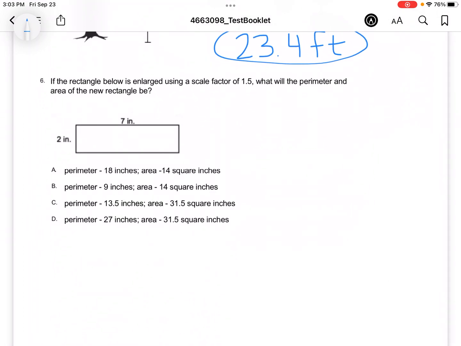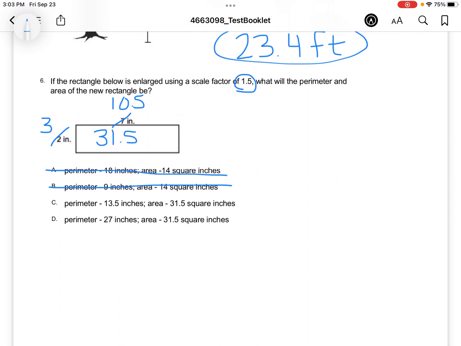If the rectangle below is enlarged using a scale factor of 1.5, what will be the perimeter and area of the new rectangle? Well, I know that I'm going to multiply each of the sides by 1.5. So 2 times 1.5 is going to be 3, and 7 times 1.5 is going to be 10.5. So I'm going to find the area of my rectangle by doing 3 times 10.5, and I get 31.5 as my area. So I know I can eliminate B and A.